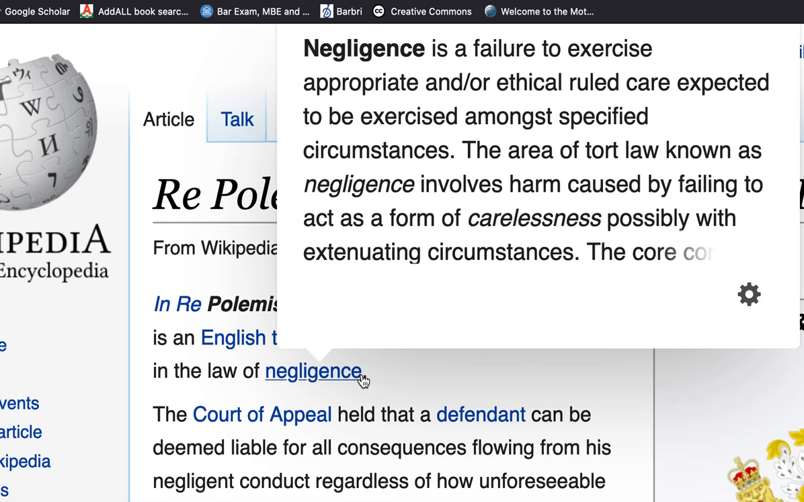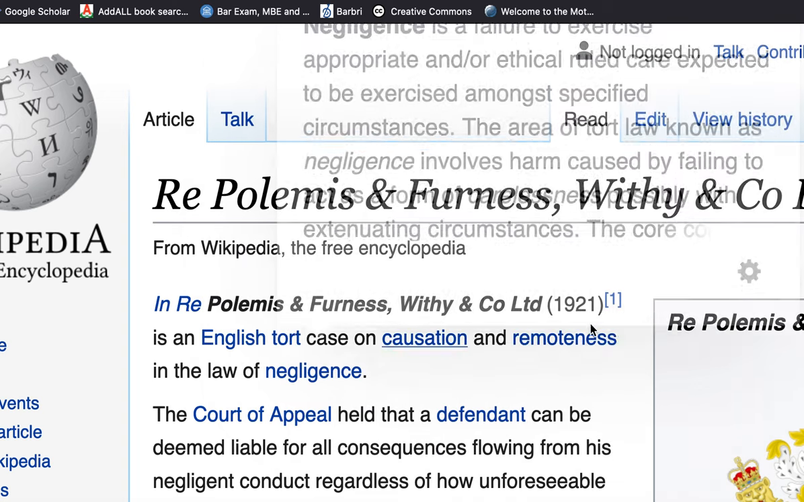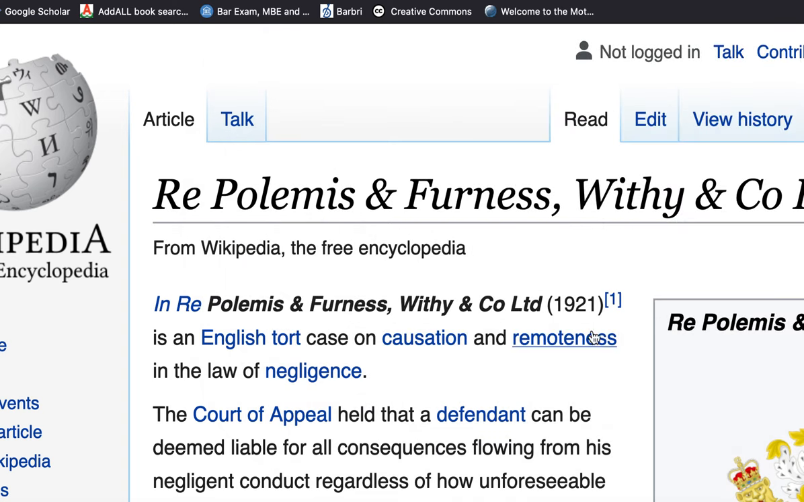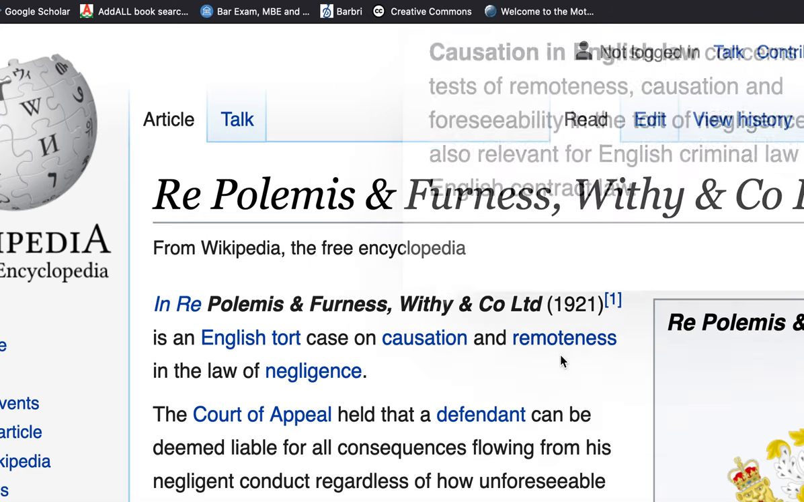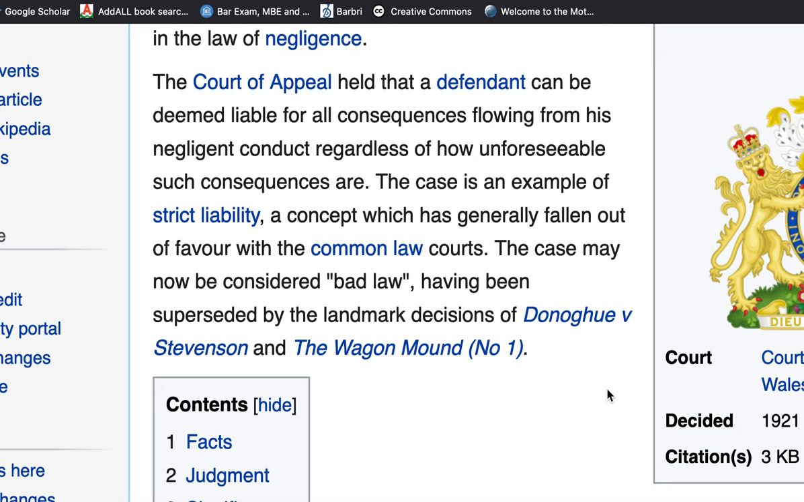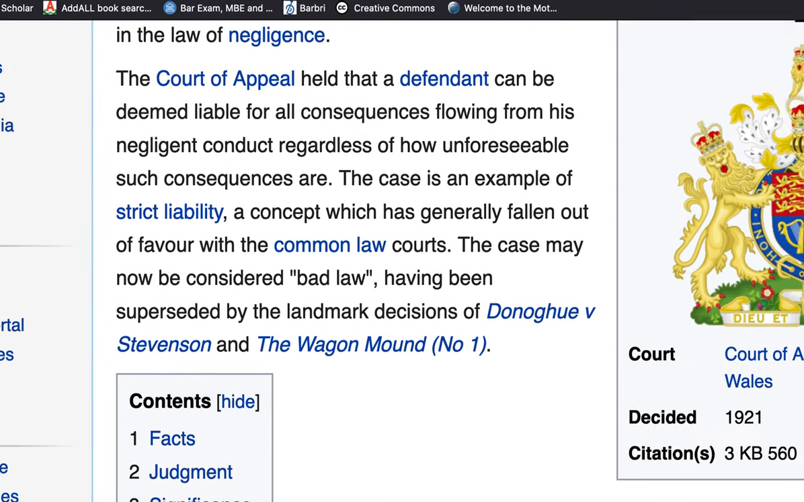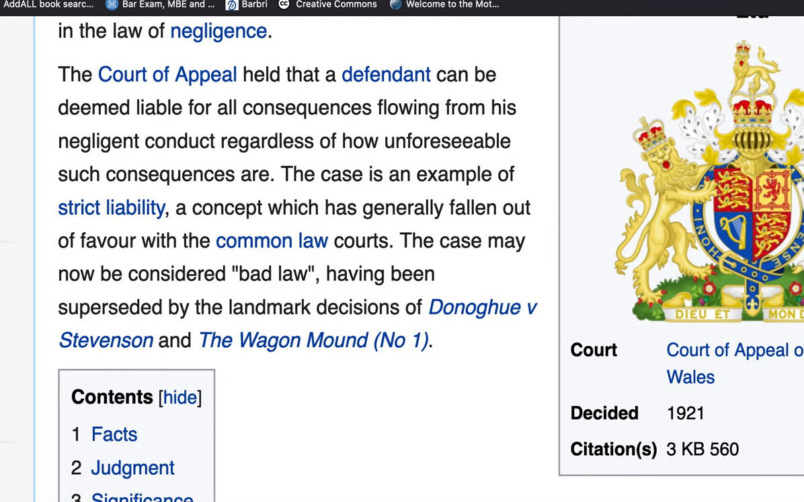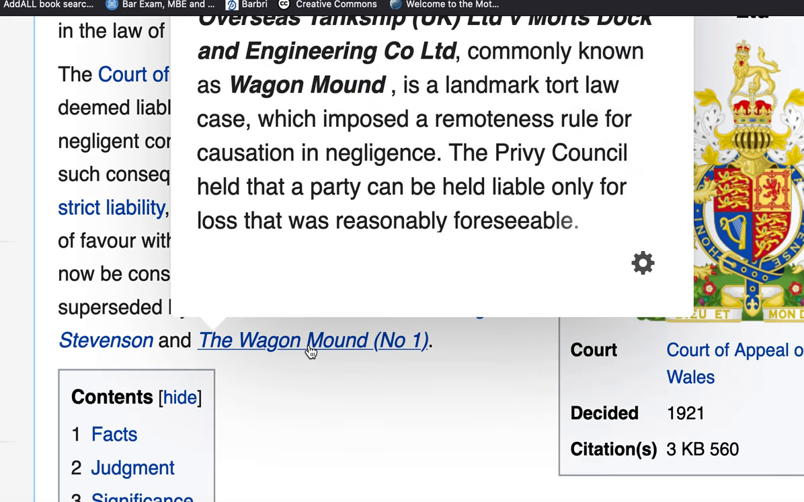Anyway, so negligence. Okay, so this has to do with negligence. We're talking about causation and the remoteness of the plaintiff. Again, you can go look at this. You can Google it yourself. You can pause this and write down the URL if you want to go more in depth. I'm just going to go over it. And notice how they put the Donoghue, Stevenson, and the Wagon Mound number 1 case.